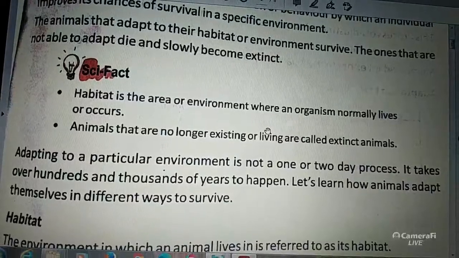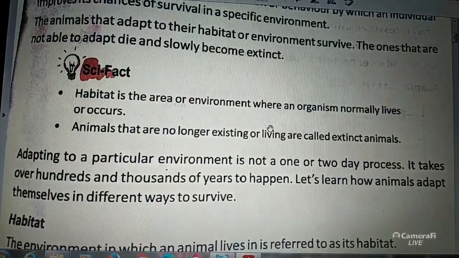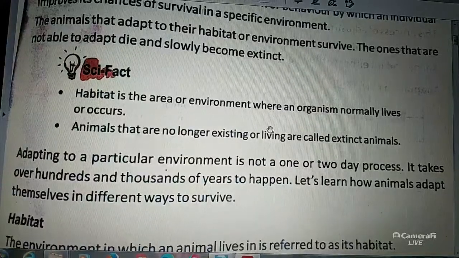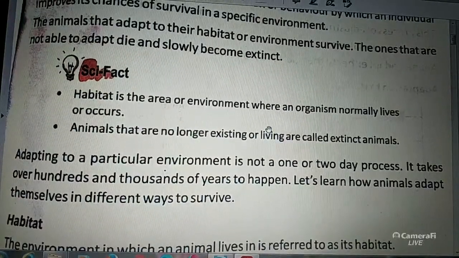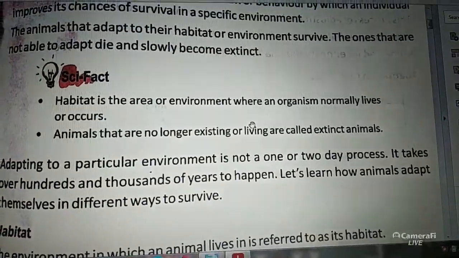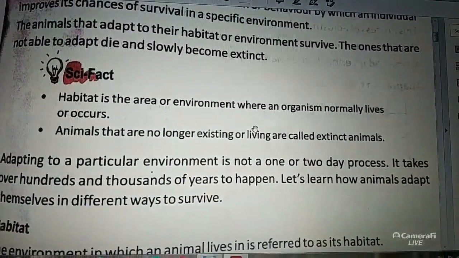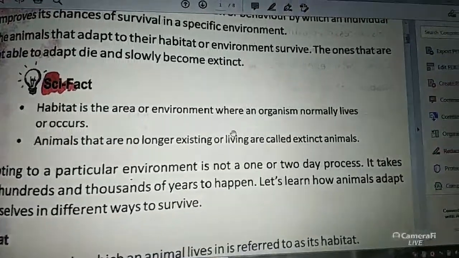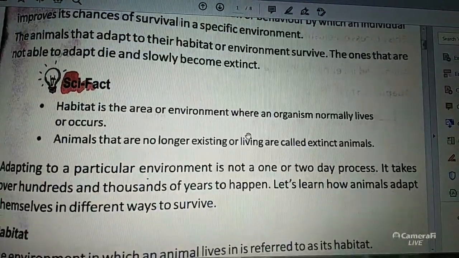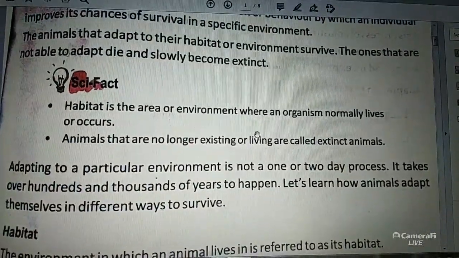Chapter 11 is coming. Habitat is the area or environment where an organism normally lives or occurs. Animals that are no longer existing or living are called extinct animals. So students, you have seen dinosaurs.